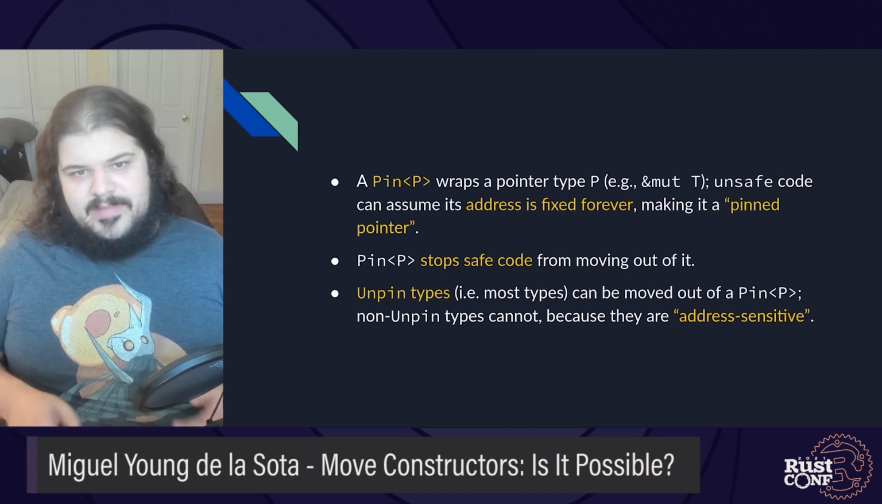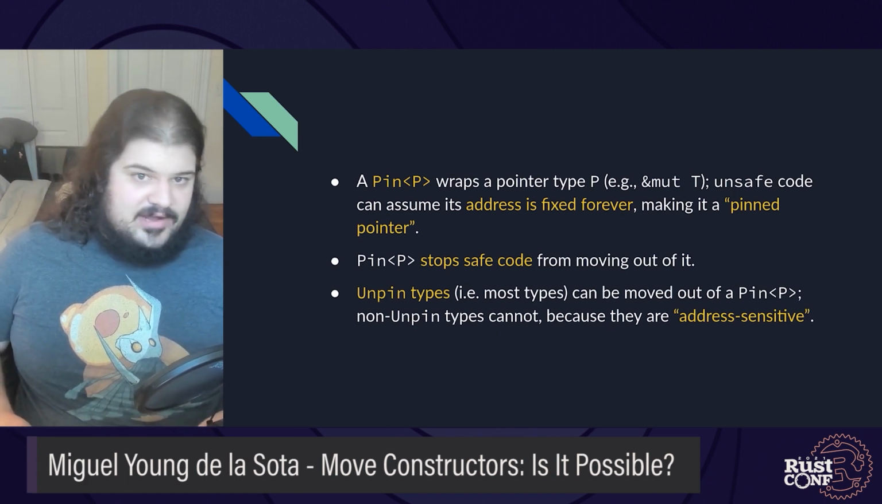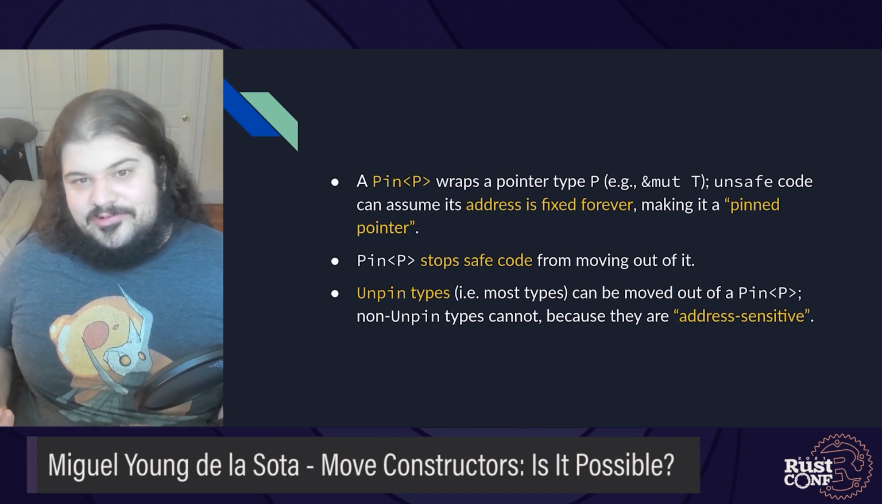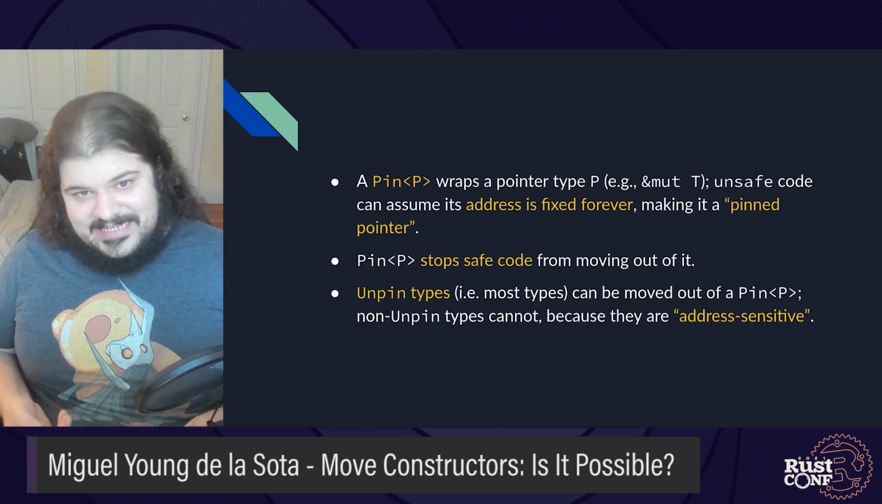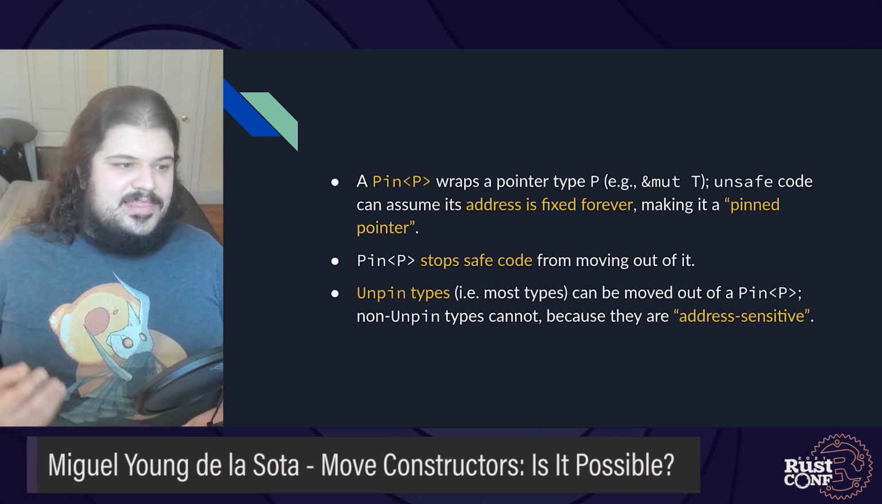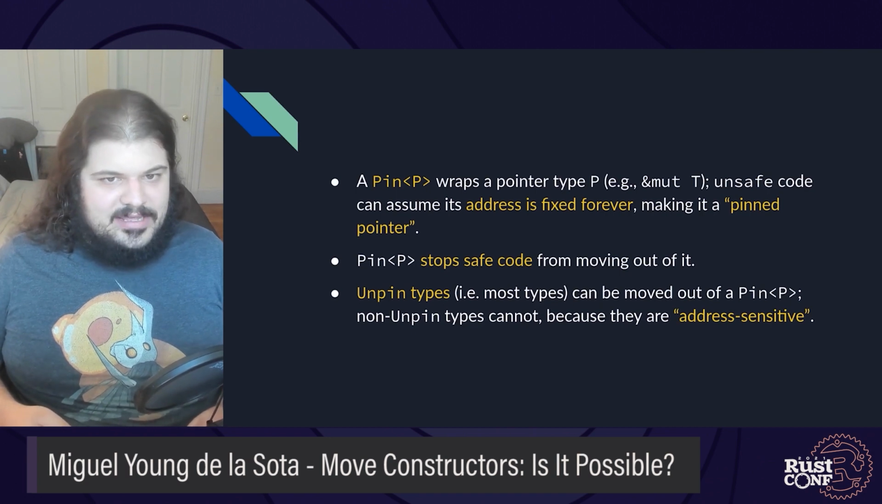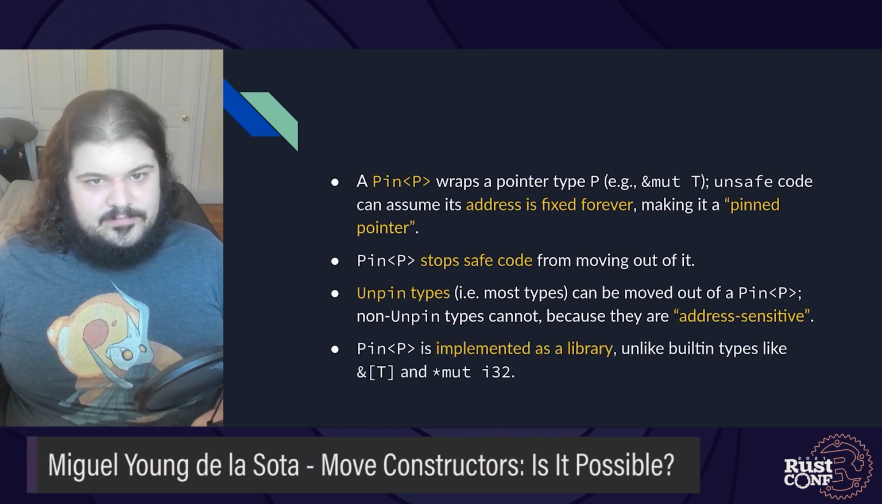Most Rust types are Unpin, meaning that they nonetheless can get moved out of a pin. Like, you can unpin an integer, because integers don't really know about their address. But a self-referential type like cycle is sensitive to its address, and therefore can't be Unpin. You actually usually disable Unpin by adding a special type that I'll show later.